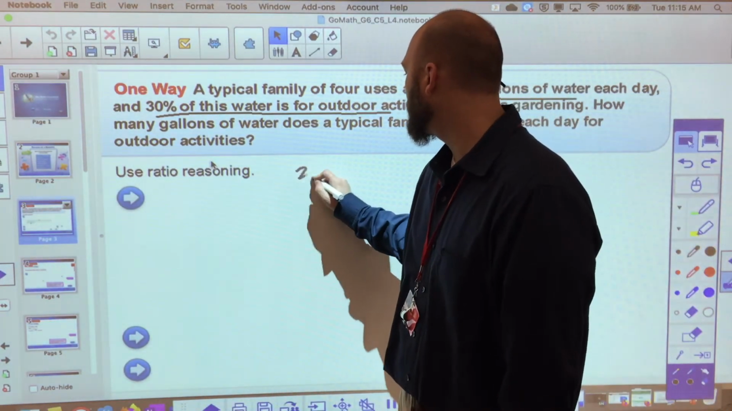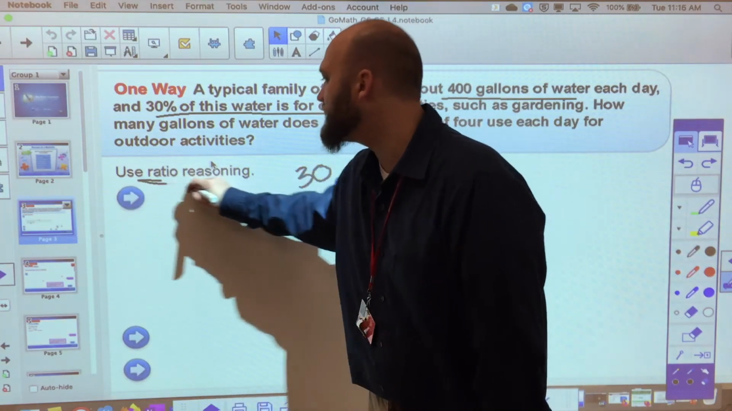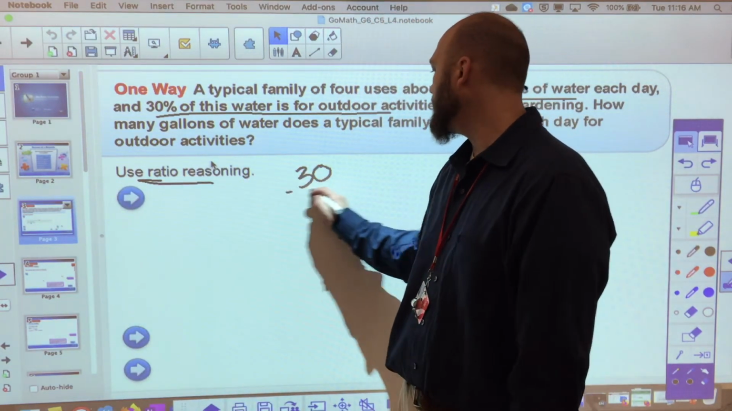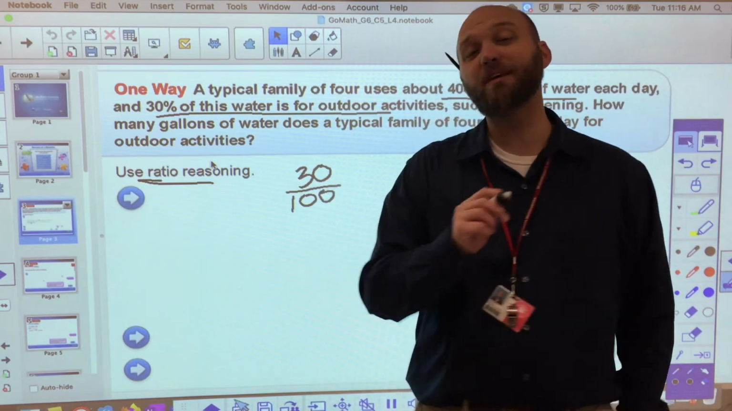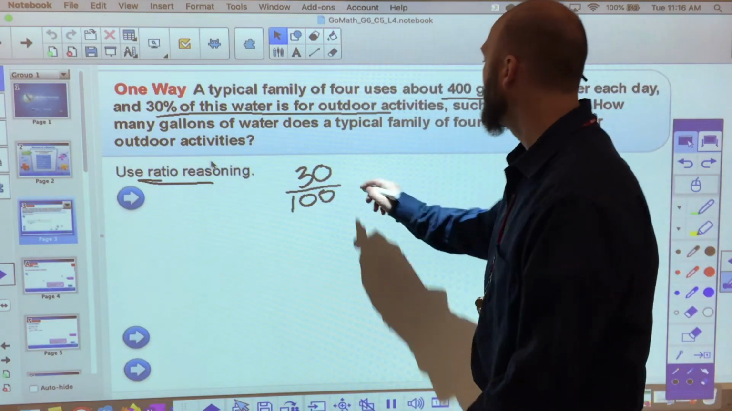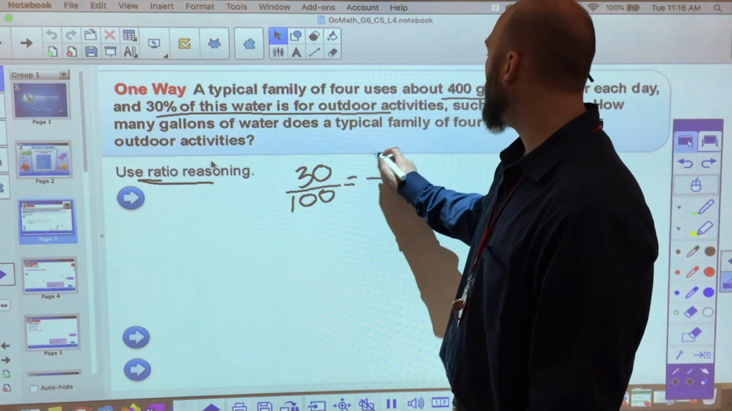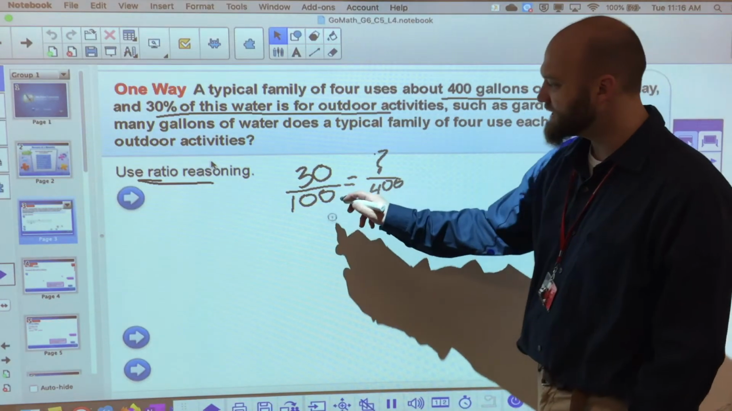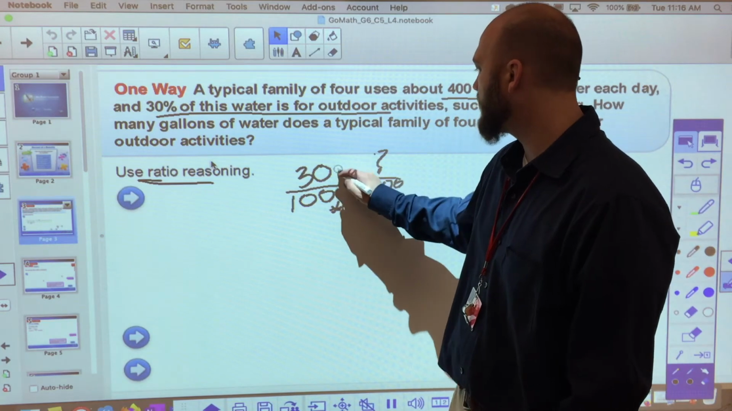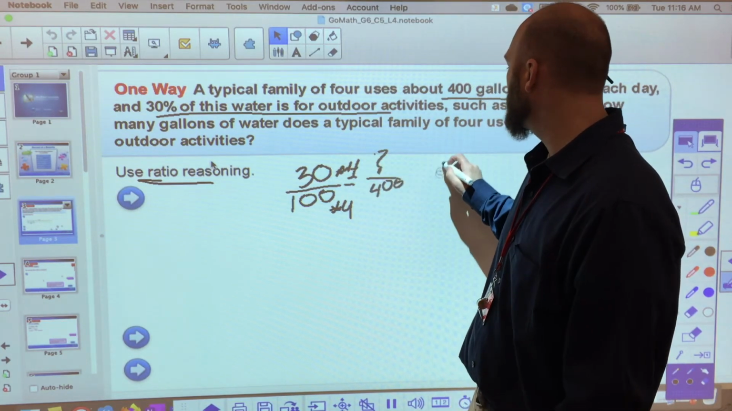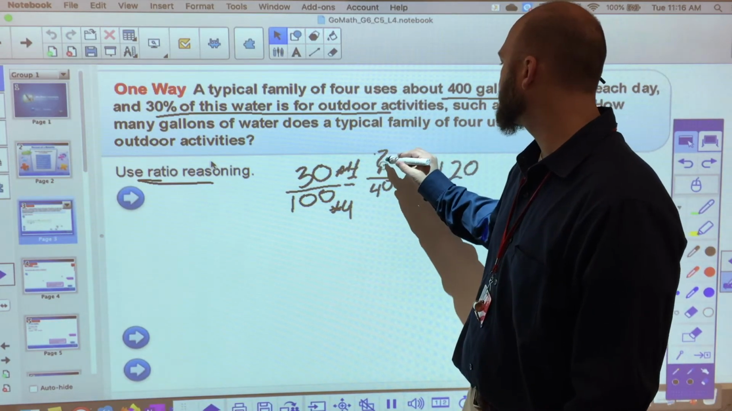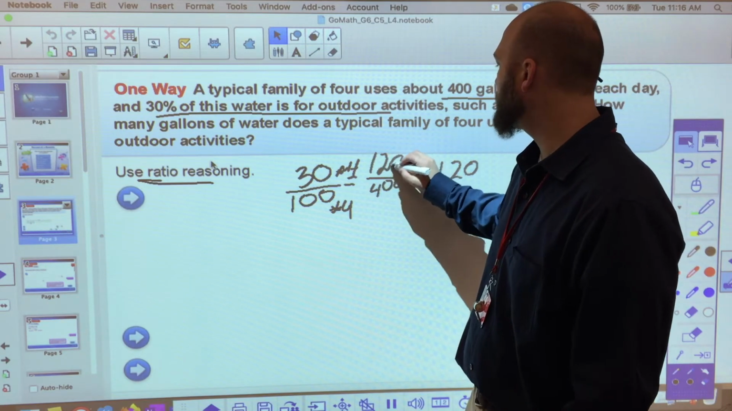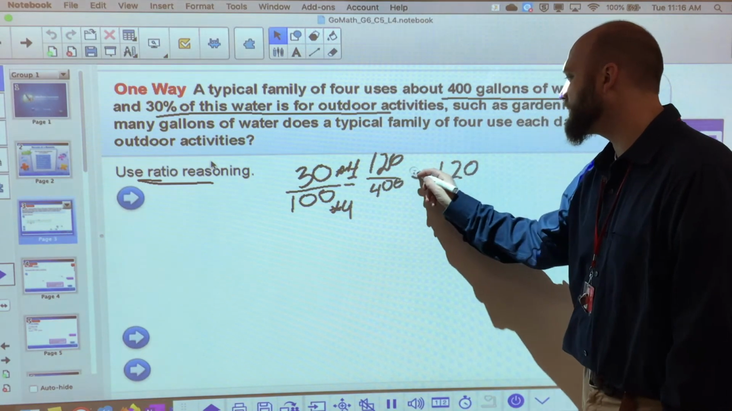So I can go, all right, if I'm using my ratio reasoning, 30%, percent literally means out of 100, you're going to hear it in your sleep. 30% equals what out of 400 gallons of water? Well, that's easy enough. 100 times 4 is 400, and 30 times 4 is 120. That's 120 out of 400, which would equal 120 gallons right there.